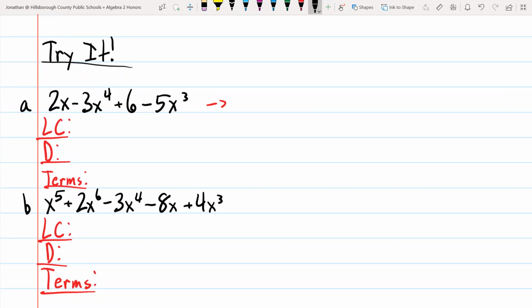Okay. Let's start by putting this in order from highest degree to lowest. So x to the 4th is the highest, followed by x to the third. We have no x squared, so we move on to regular x. Lastly, our coefficient. Our lead coefficient is -3, clear as day. Our degree is 4, and number of terms, there are also 4.